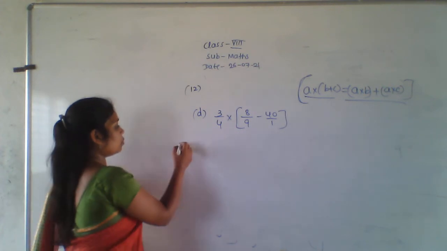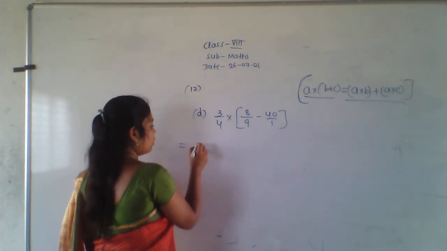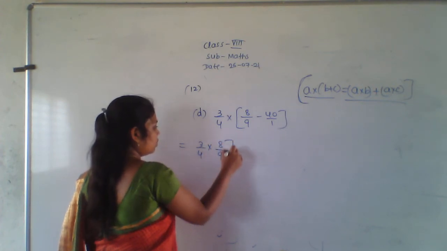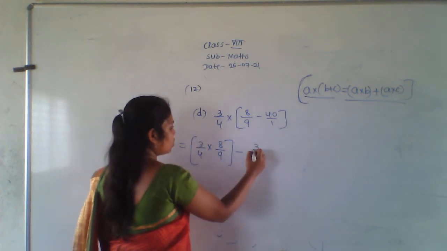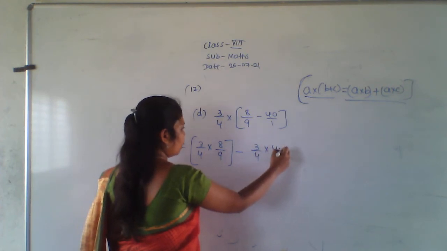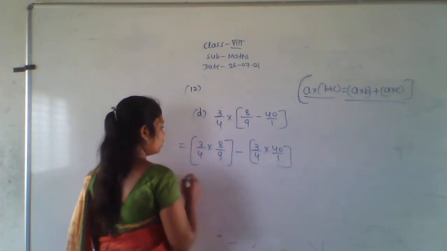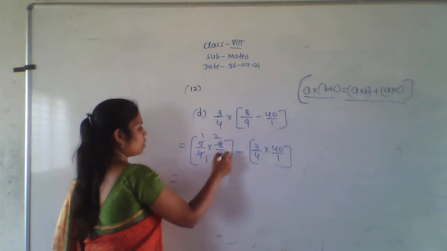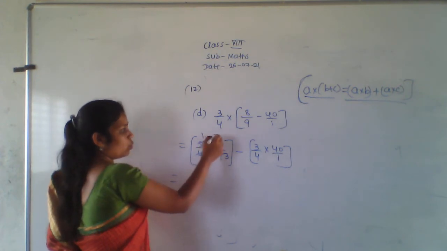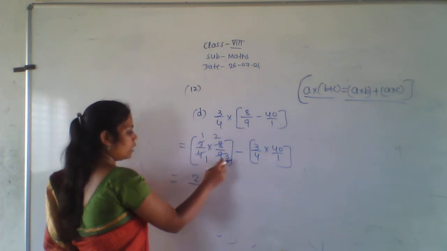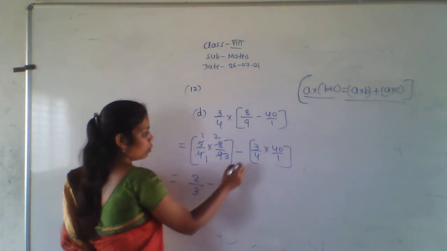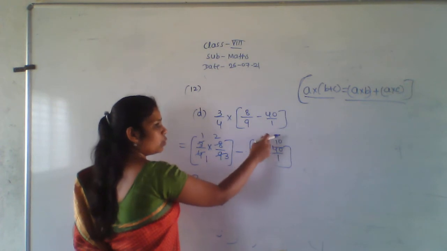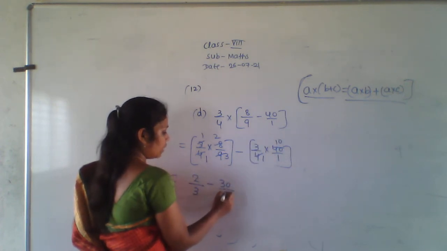Okay. So now using the distributive property, we can write 3 by 4 into 8 by 9, next value minus 3 by 4 into 40 by 1. Right? So next here 4 ones are 4, 4 twos are 8, 3 ones are 3, 3 threes are 9. So 1 into 2 is 2. Here 1 into 3 is 3. Next value 4 ones are 4, 4 tens are 40. We can cancel. So minus 3 into 10 is 30 divided by 1.